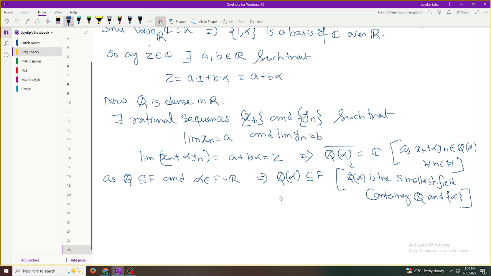This implies Q(alpha) is a subset of C also. The closure of Q(alpha) is a subset of the closure of F, which is a subset of C, and that closure is C. That means the closure of F equals C. Hence F is dense.